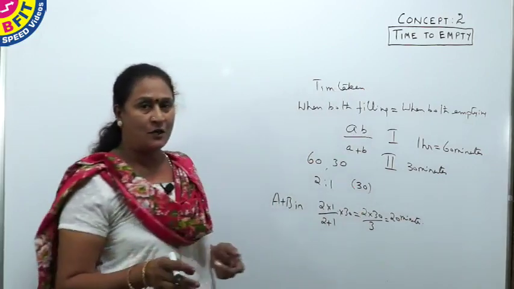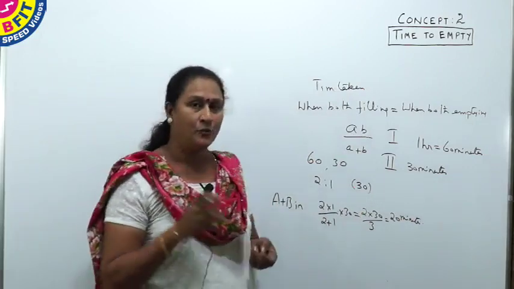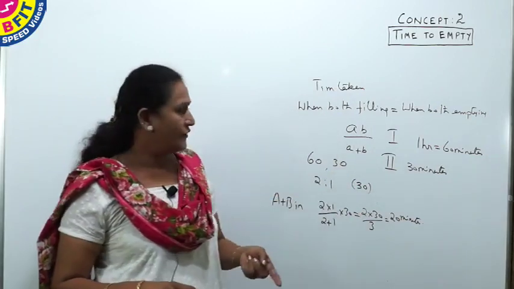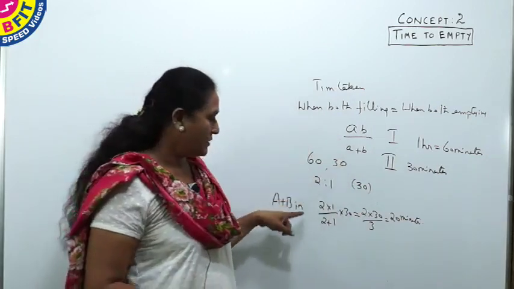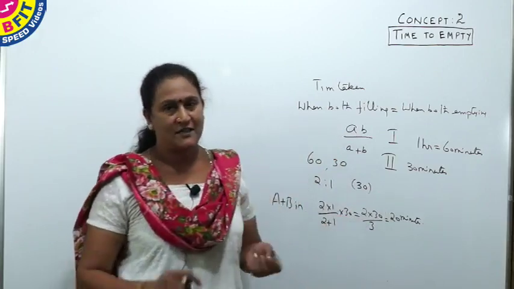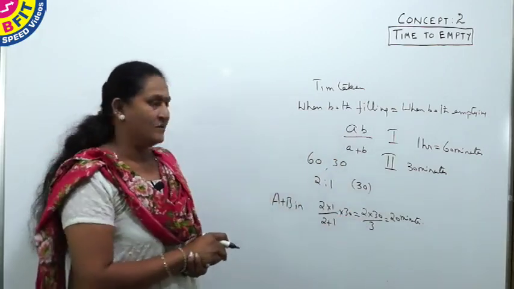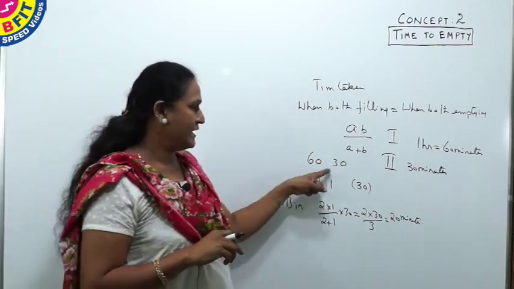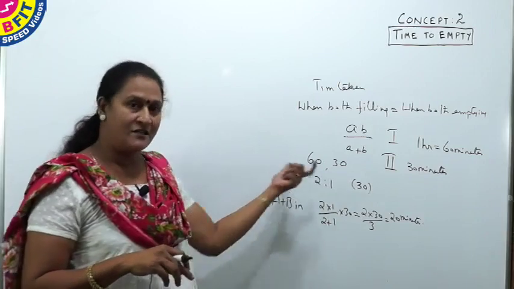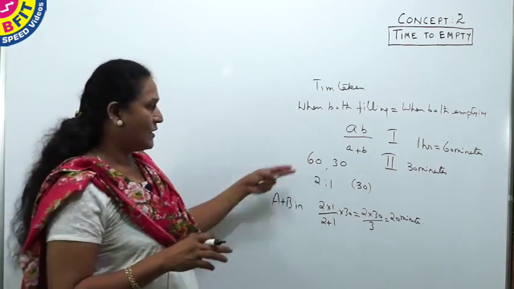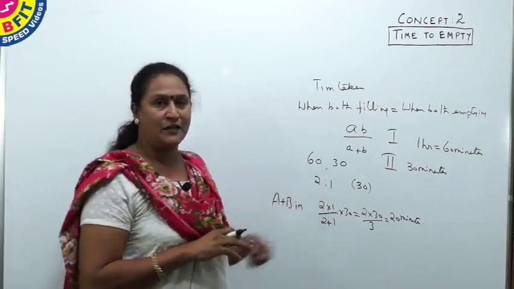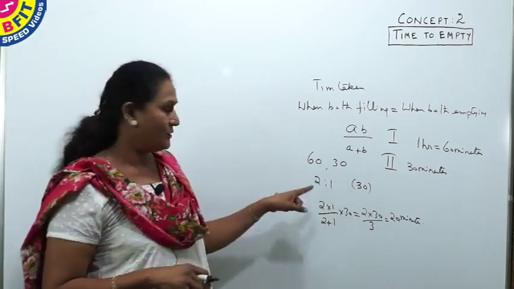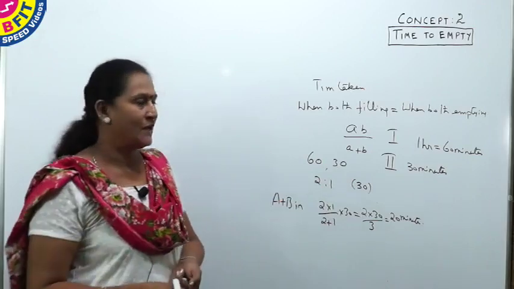When both the taps are open, the time taken by them to empty the tank, we have used the same formula which we use for both filling, that is AB by A plus B. We have got 20 minutes as the answer. So I will give you another clue to work out questions with data of this type. Can you see any relation between this data? One takes 60 minutes, the other takes 30 minutes. So one is double the other, which means the ratio is 1 is to 2 or 2 is to 1.